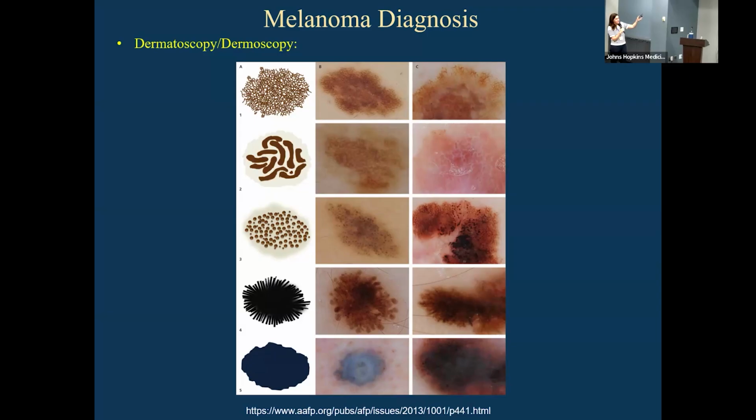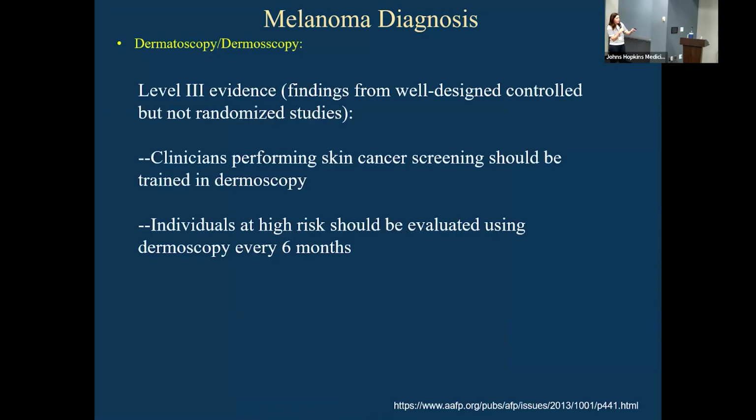So this includes a reticular pattern at the top, which is lace-like. If you look at the one in the middle, that's globular. These are how we describe what we see when we look with a dermatoscope. And we can use this tool to find patterns that we wouldn't otherwise see if we're just looking with our eyes. So dermoscopy is a very important tool.